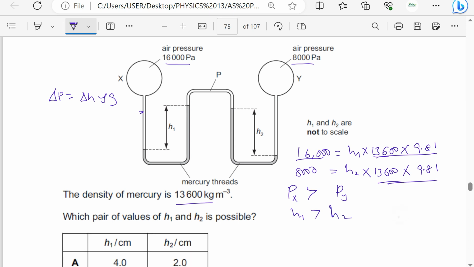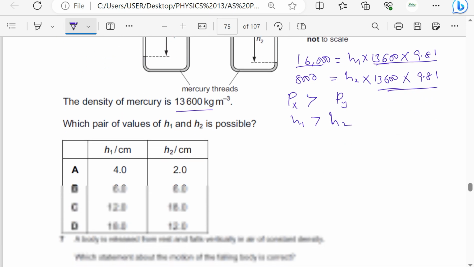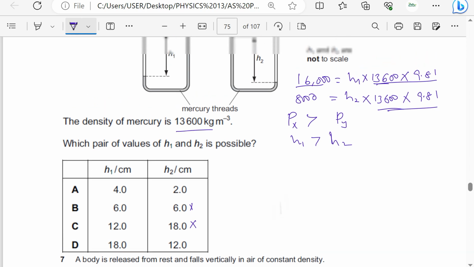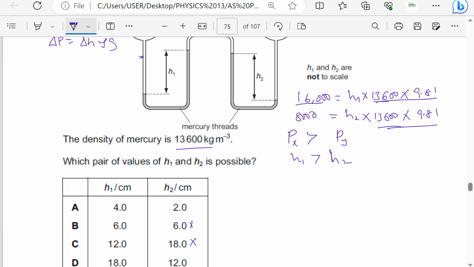H1 should be greater than H2, not equal. So you have to choose between A and D. But we can check that. We can check that by calculation.